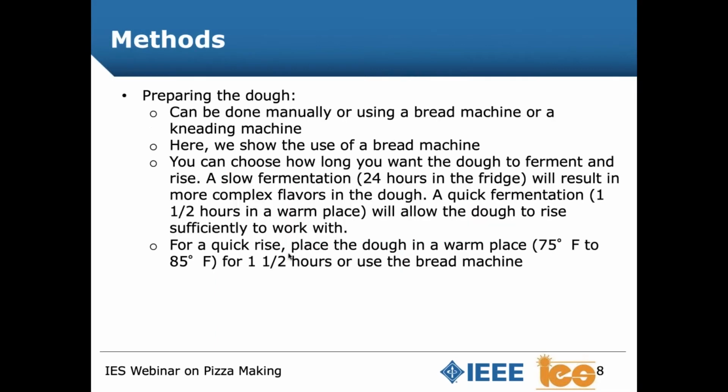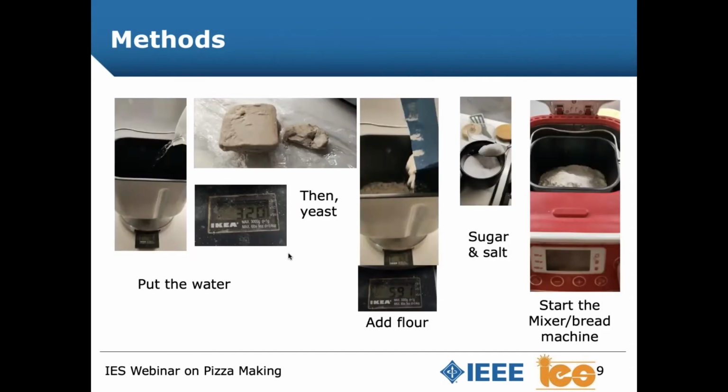So preparing the dough can be done manually or using a bread machine or a kneading machine. In my case, I use a bread making machine, because everything is mixed and the dough rises at a controlled temperature. But you can do it manually, and you can have a fermentation in the fridge for 24 hours, or you can have a quicker fermentation in a warm place, like inside the oven at 40 centigrade. And so this is the first part of the method.